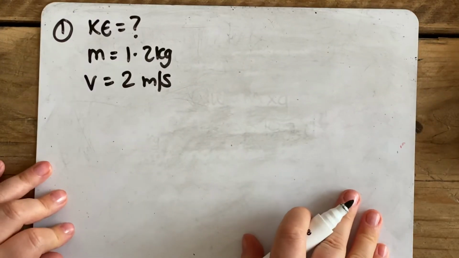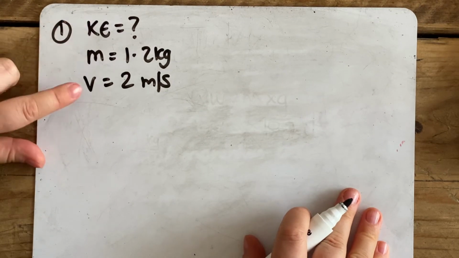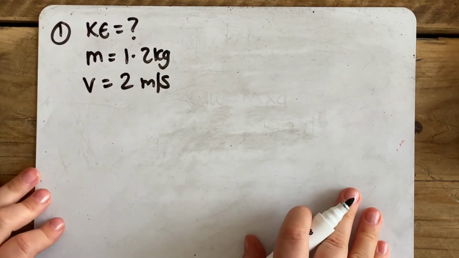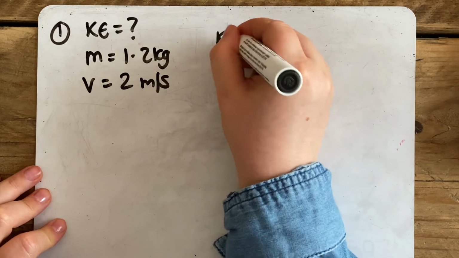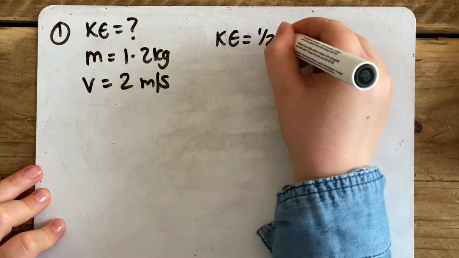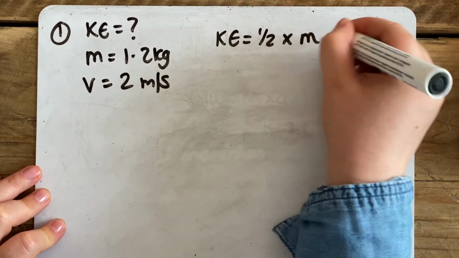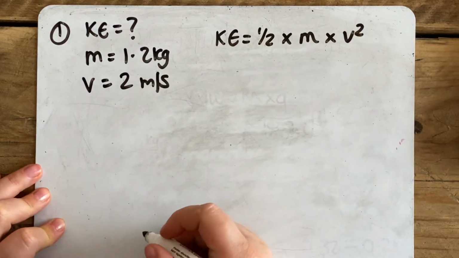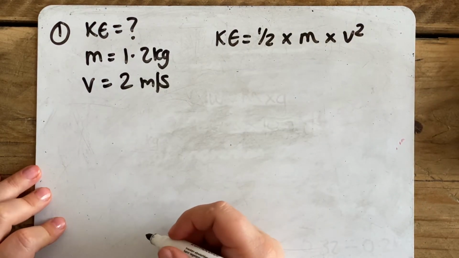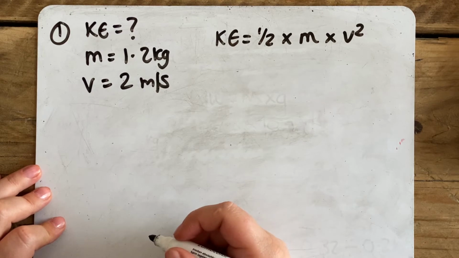So the first thing I would do in an exam is look for what equation I know that links those 3 values. So I'm going to be using kinetic energy equals a half times the mass times the velocity squared. Now there are 2 really important things we need to know about this equation.